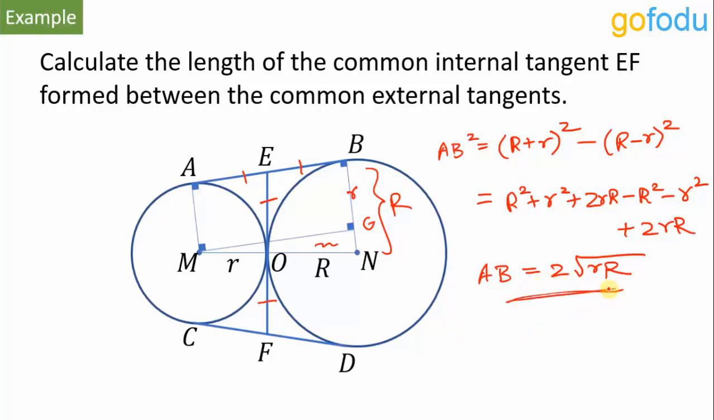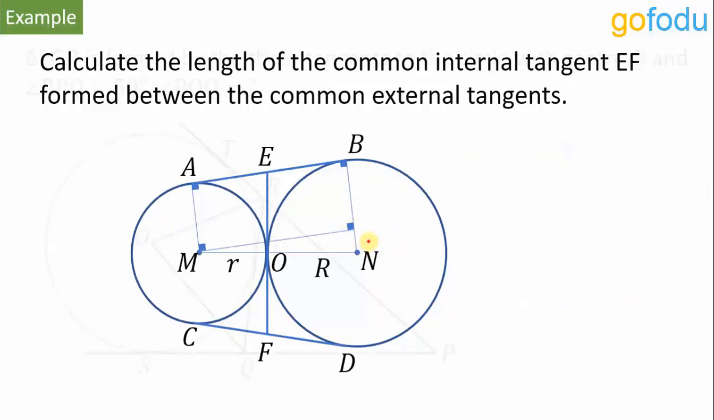In case of tangents, you know the drill. You have to drop the radii, you have to make a rectangle and a right triangle, and you have to apply the Pythagoras theorem in the right triangle. Okay. Let's see another question.